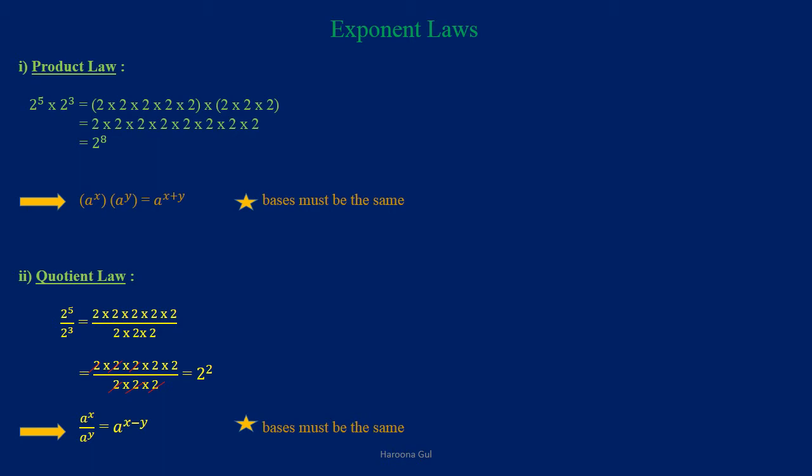Now, the quotient law says that a power x over a power y is equal to a power x minus y. To understand this law, we can see the example of the quotient law in this slide. Kindly note that if we want to apply the quotient law, the two bases must be the same.